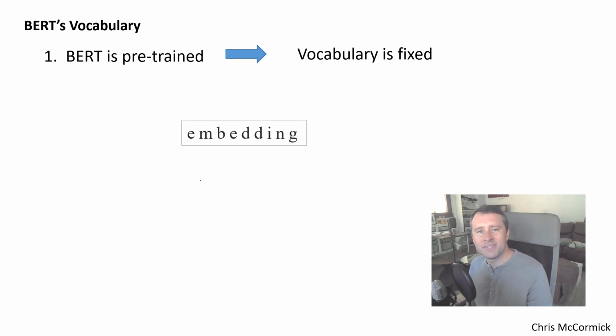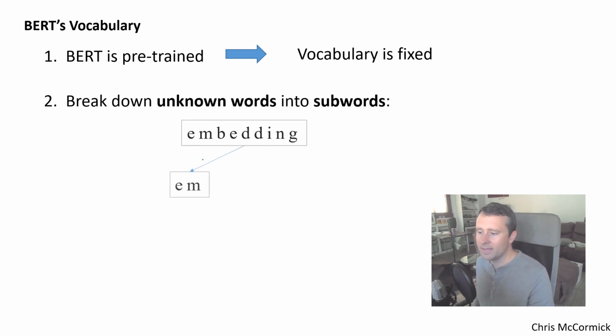It just so happens that the word embedding does not exist in BERT's vocabulary. So what it does is it uses a WordPiece model, and it breaks the word embedding down into multiple subwords. So it doesn't have a token for embedding, but it does have one for EM, another one for BED, and finally one for DING.